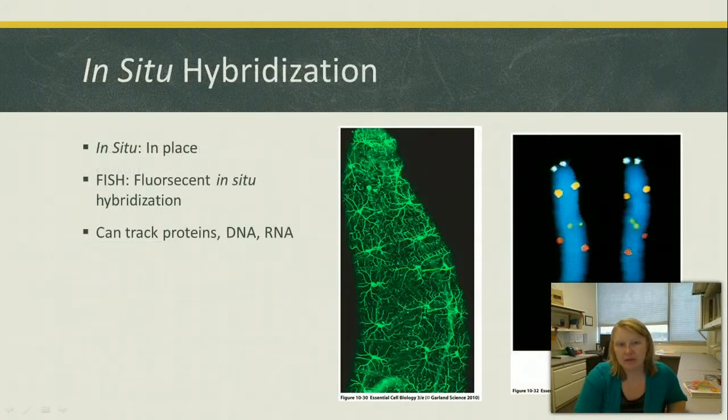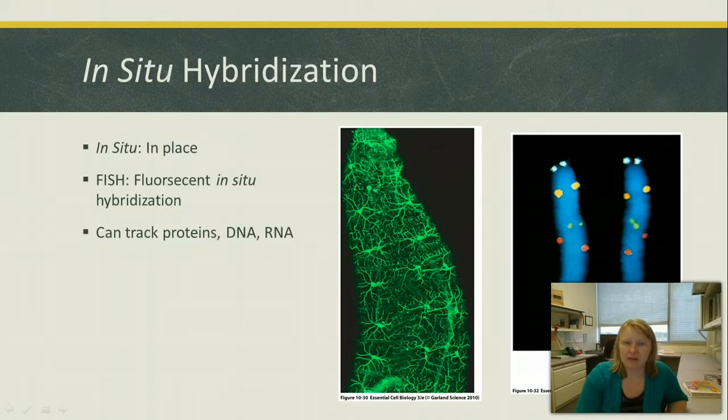Now, another example of ways to track things within the cell or in other in situ situations is in situ hybridization. In situ means in place. This means that I've stained the cell, I've stained the chromosome, etc. One example that we use a lot is FISH, which is fluorescent in situ hybridization, which means I've taken my sequence of genes and I've hybridized them to the cell, and I've tracked this item.